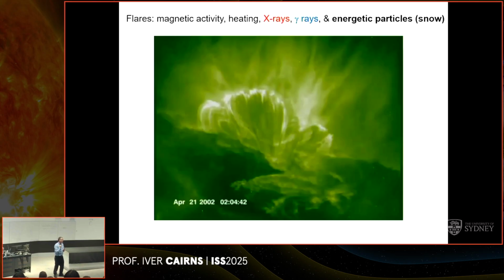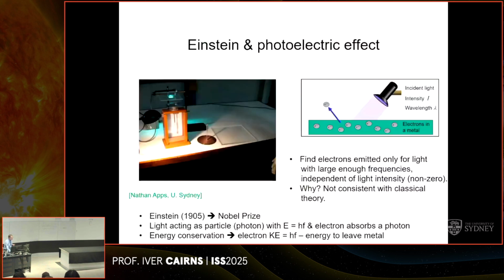If you're close enough to a lightning flash on Earth, you can see exactly the same thing. I don't recommend that you try it. Yep, so that's the energetic particles, the snow. So you see all sorts of activity, and this drives the space weather at Earth.